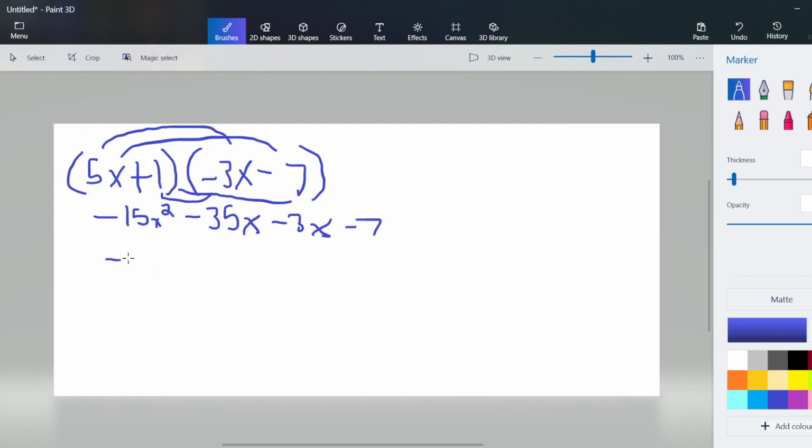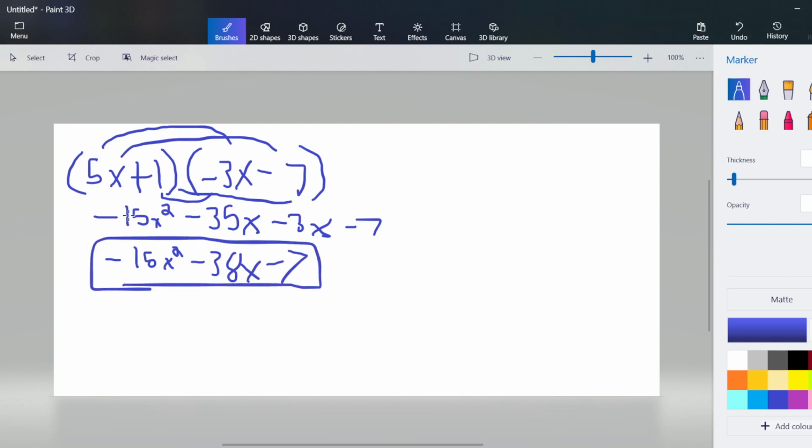Now we combine our like terms here, so it'd be negative 15x squared. Negative 35x and negative 3x will be negative 38x minus 7. This would be our answer. So it's pretty simple, but essentially you take your first term, multiply it by this, and then do the same for your second term, and combine your like terms to get your standard form equation.